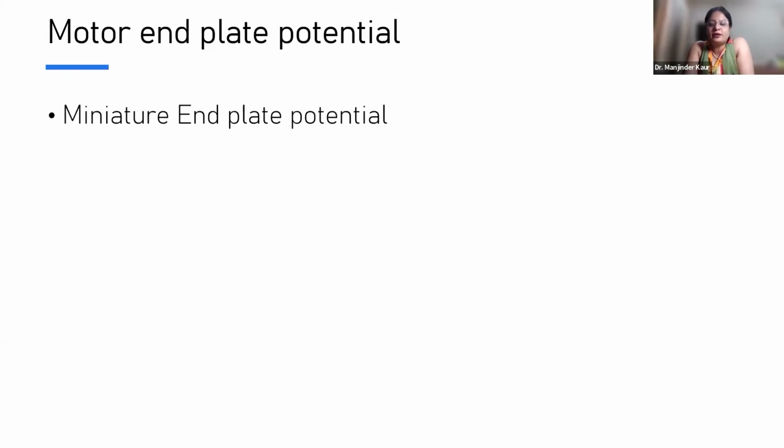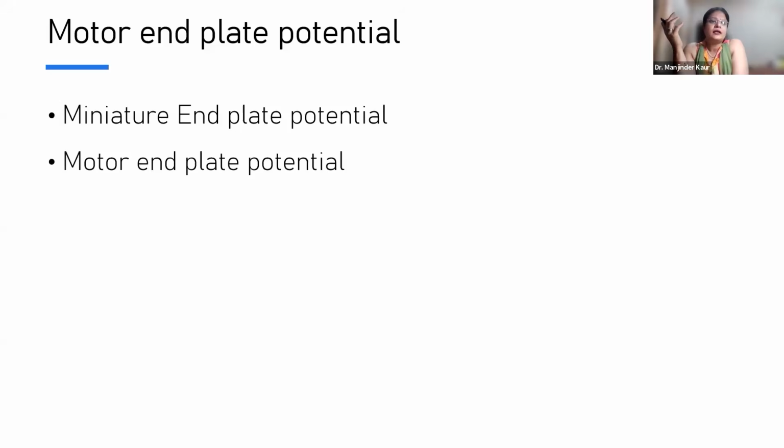So now miniature end plate potentials are somewhat like the local potentials which you see in the receptors or in the nerves. And because the neuromuscular junction is also called the end plate, all the potentials which are generated in the end plate are called the end plate potentials. So if a small amount of, or less number of synaptic vesicles fuse, it is called the miniature end plate potential. But if a full-fledged action potential is generated, in that case, it is called the motor end plate potential, right?